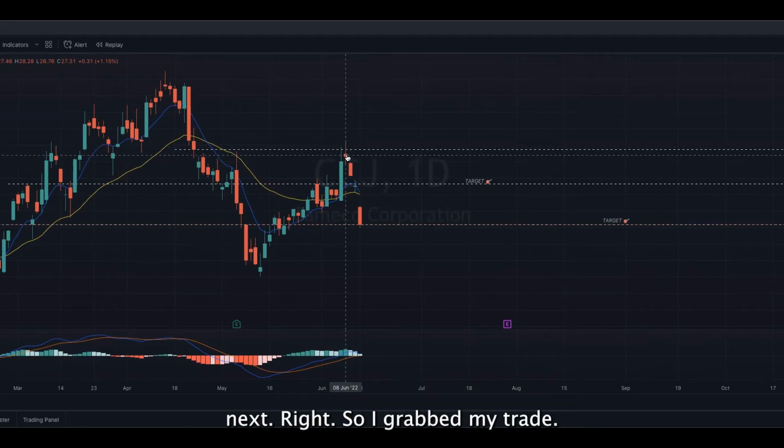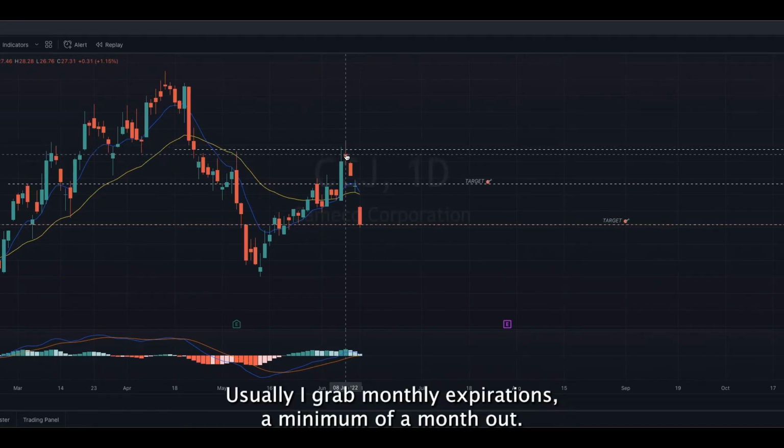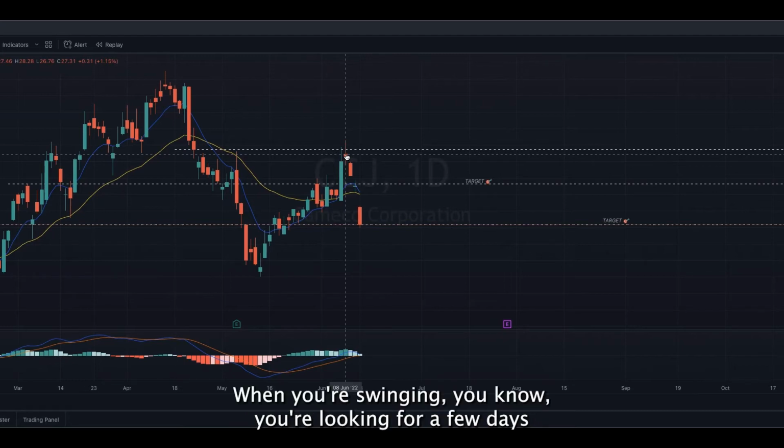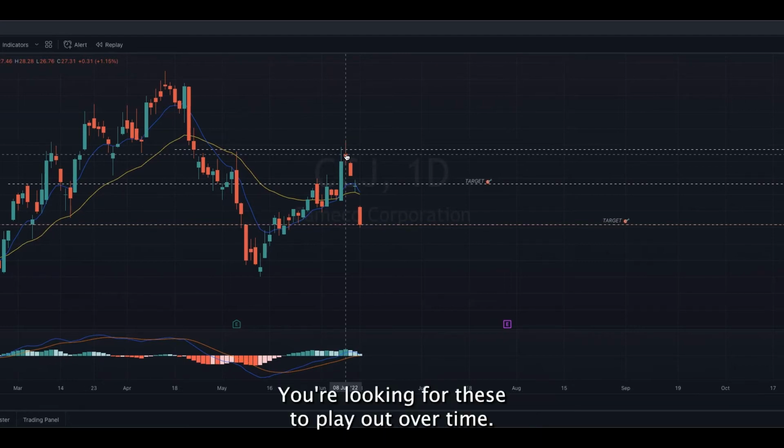Next, right? So I grabbed my trade. Usually I grab monthly expirations, a minimum of a month out. Rarely do I do like 2 weeks out. That's just due to theta decay. When you're swinging, you're looking for a few days out, right? You're looking for these to play out over time.